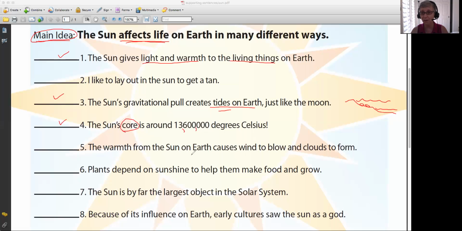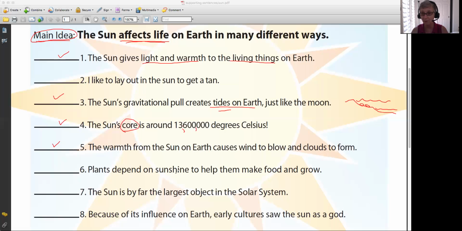The warmth from the sun on Earth causes wind to blow and clouds to form. Does that affect us? Yes. It does. Yeah, and we see that. In fact, we're seeing that right now, looking at the weather back east. You're doing great. I really appreciate this. All right, we're almost there.